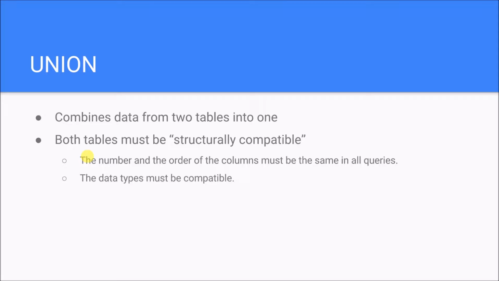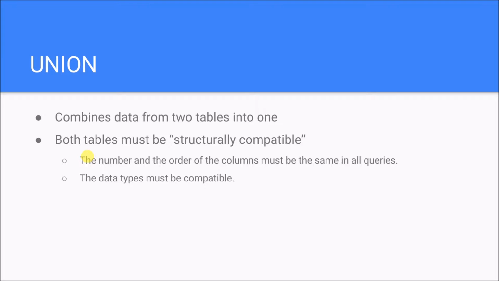And one other important thing to note with unions is that both of the tables, or all of the tables involved, have to be structurally compatible. Now, what does that mean? Essentially, it means that they have to have the same number of columns, and those columns need to be in the same order, and also that the data types of the columns in both tables have to be compatible.